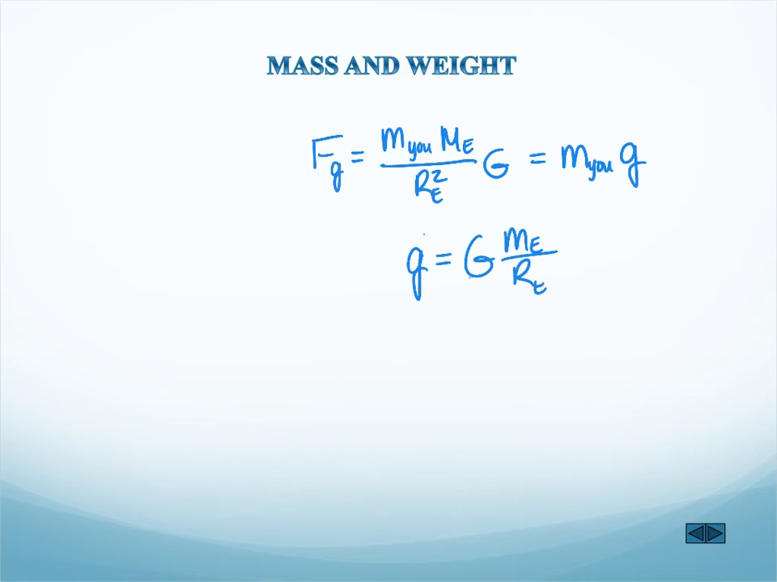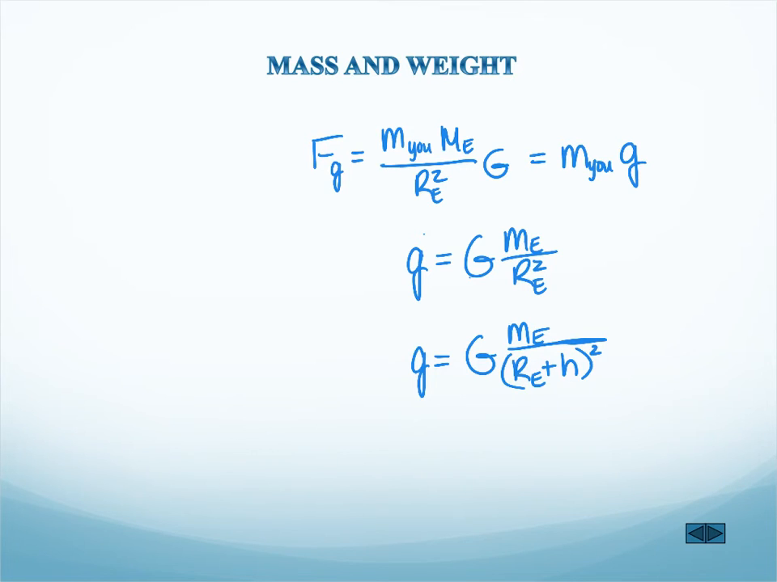And now we see why different planets have different accelerations due to gravity, because they have different mass and different sizes. And also remember when we talked about what if you're up in the air, your weight would be different, and so we would replace the radius of the Earth with the radius of the Earth plus your altitude. And so we see that the acceleration of gravity changes and your weight changes.